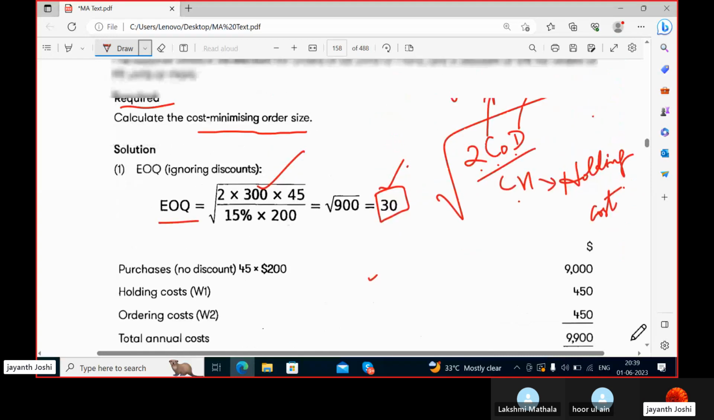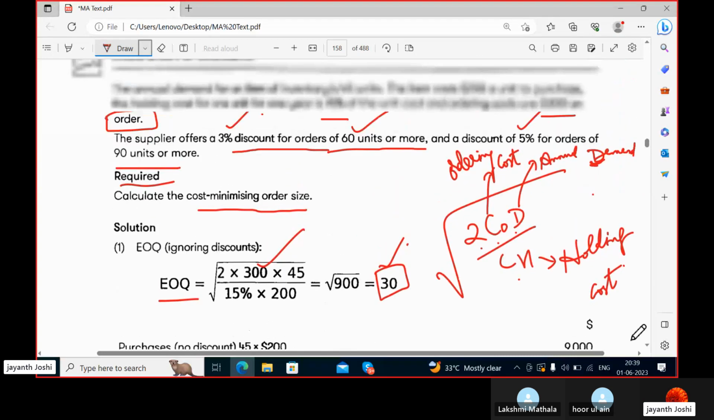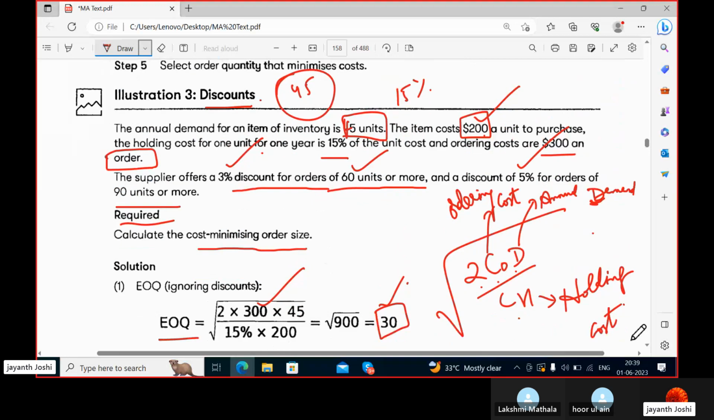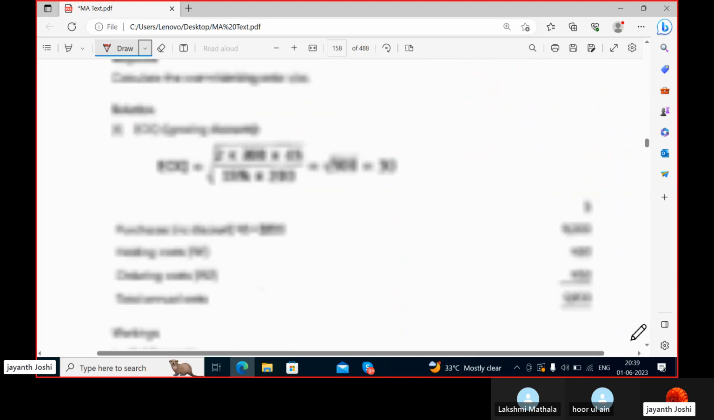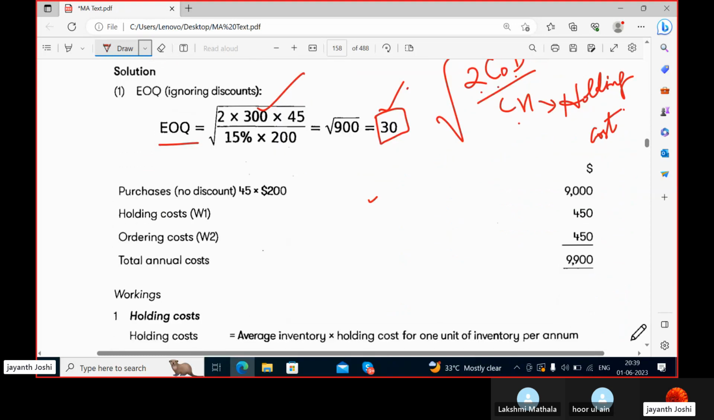Now, the first case: there is no discount when you are maintaining your inventory at economic order quantity. That means you are not going for bulk purchase, only keeping it restricted to 45 units. You are not going to get any discounts. So what we are going to see is the cost if we maintain things at EOQ. If I maintain my purchase at 45 units, I'm not going to get any discount, so my purchase price is 200.